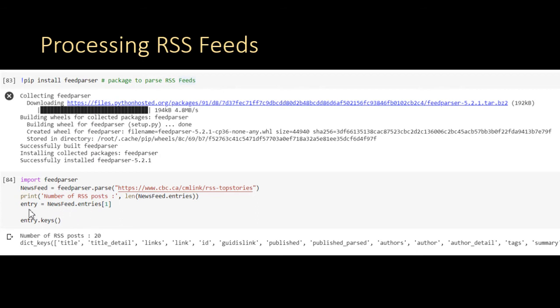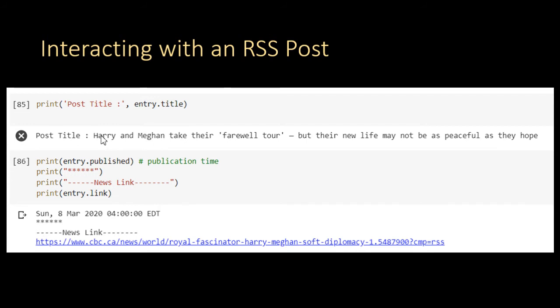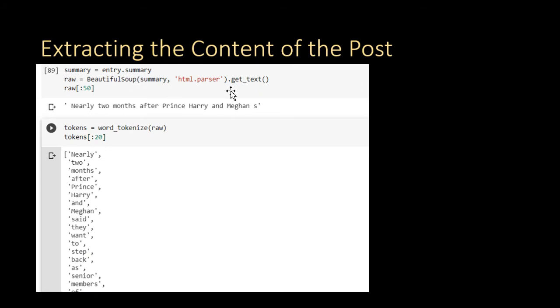Now let's grab one of these entries. Let's take a look at all the keys that exist within that entry. These will help us access different attributes of the RSS post. You can use these attributes to grab useful information about the entry, including its title, time of publication, the link, as well as the content. To get the content here, for example, we can use the summary key.